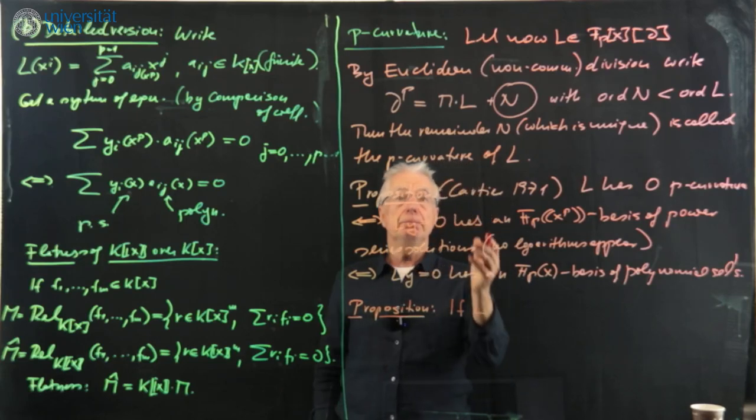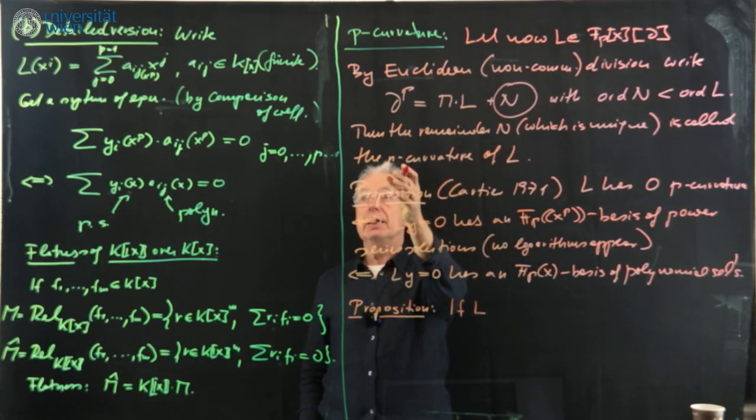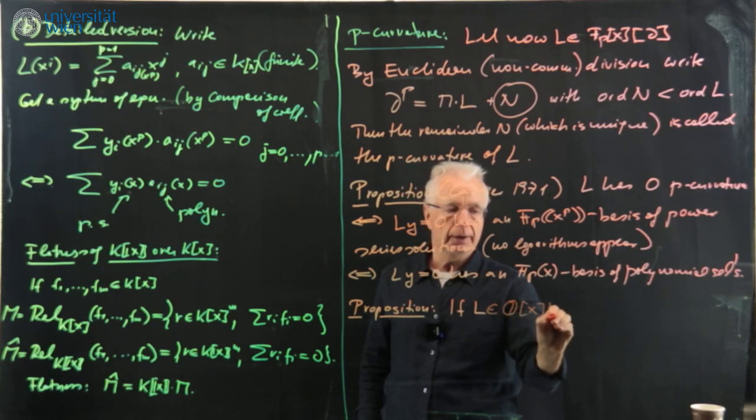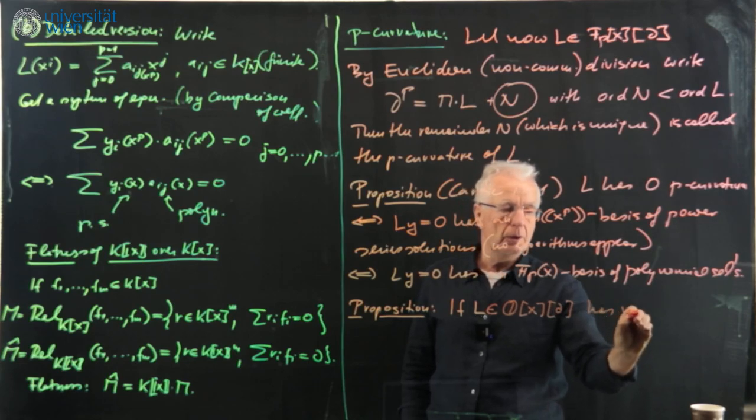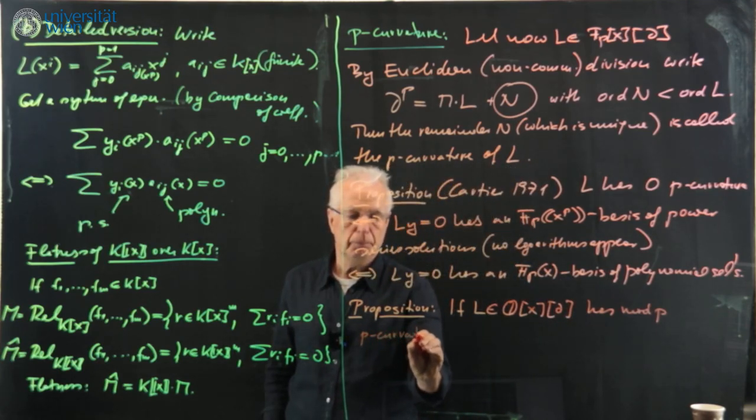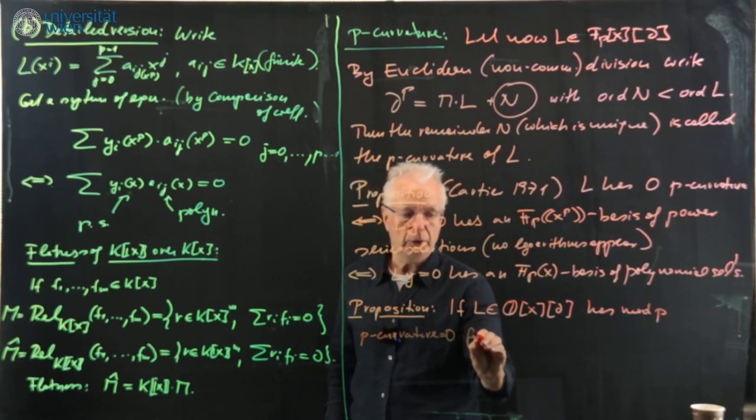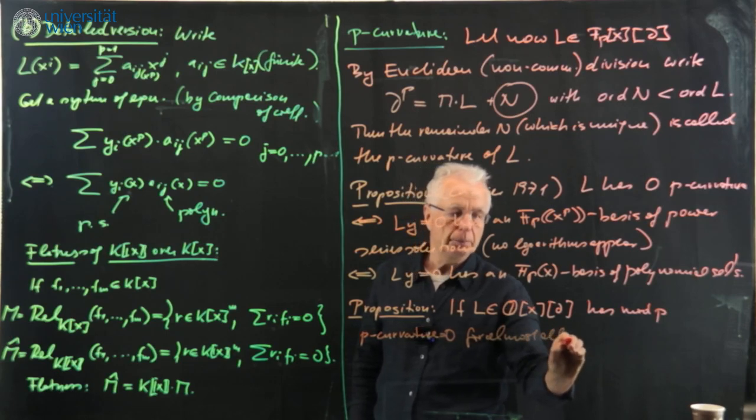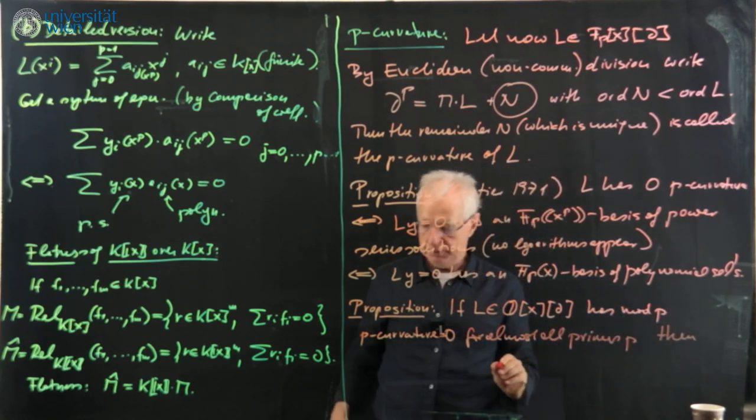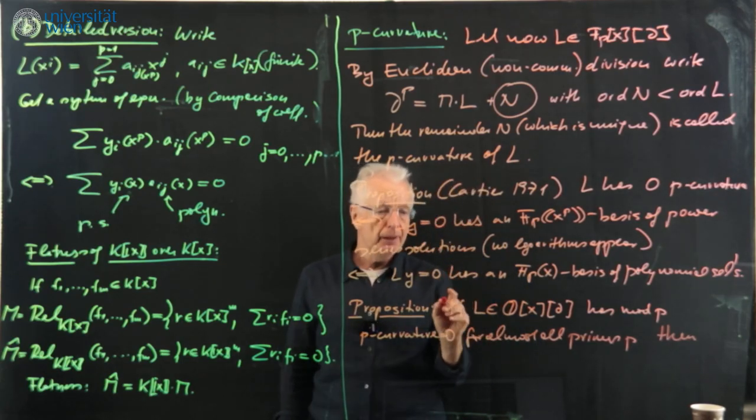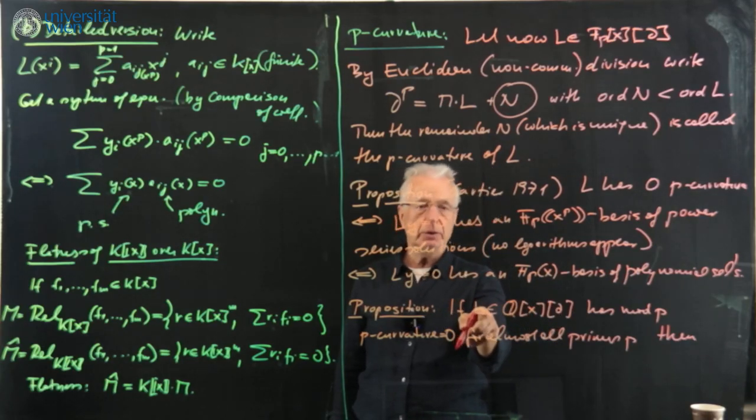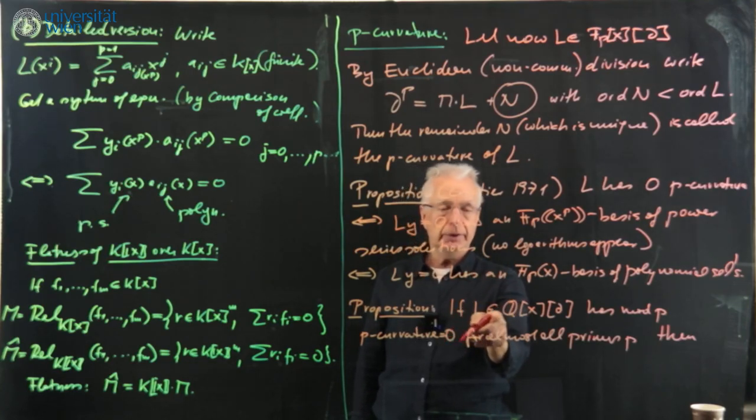Now you can define the p curvature also of a differential operator in characteristic zero. If L in Q[x, del] has, mod p, p curvature equals zero for almost all primes p, then something nice happens. So remember, in characteristic zero, in order to construct the solutions of our Ly equals zero, we looked at the initial polynomial chi, and we looked at the roots of chi.